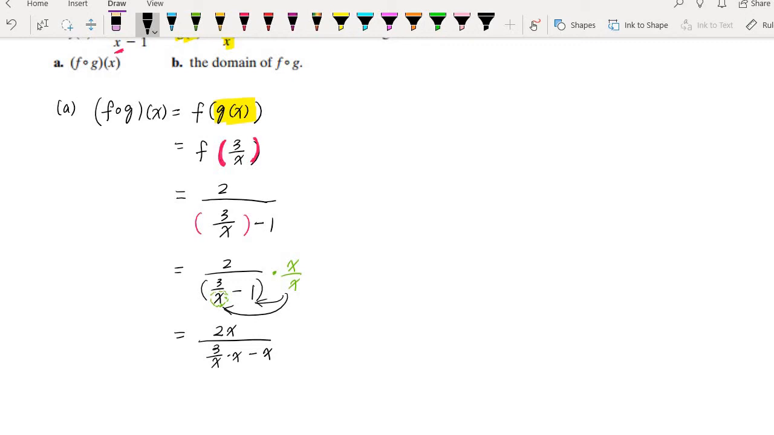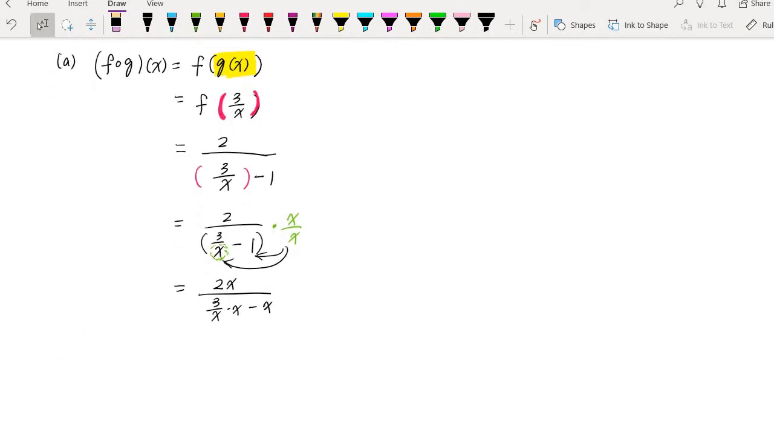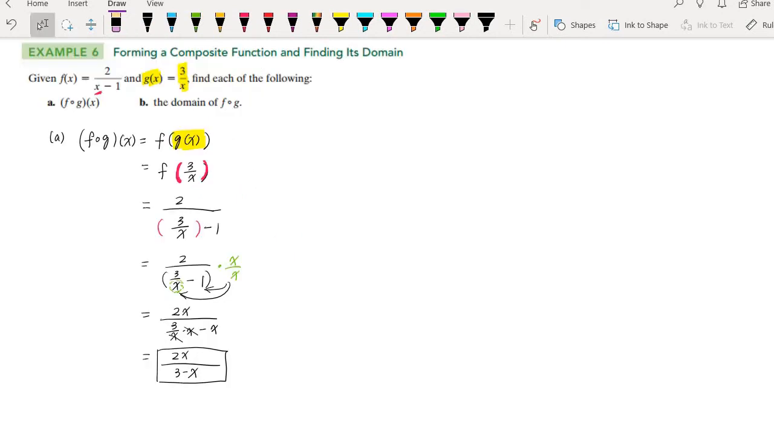If you understand this, you can perhaps fast forward the video. So the whole thing will be 2x over, the x cancels, 3 minus x. That is your final answer for part A. Again, go back and look. First, write f of g of x, and then any x you see in f of x, you replace with 3 over x. Then you simplify it, and you get the final answer.